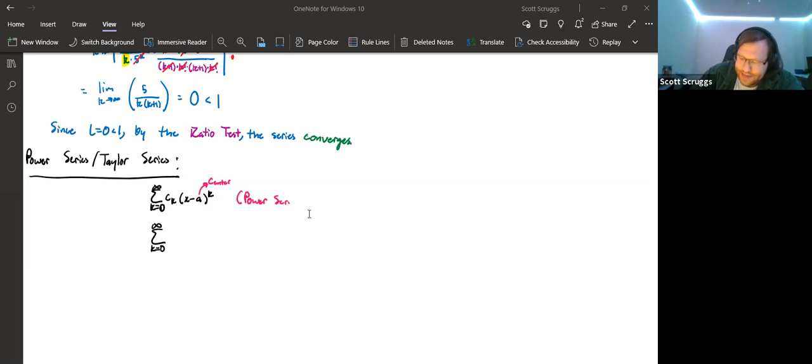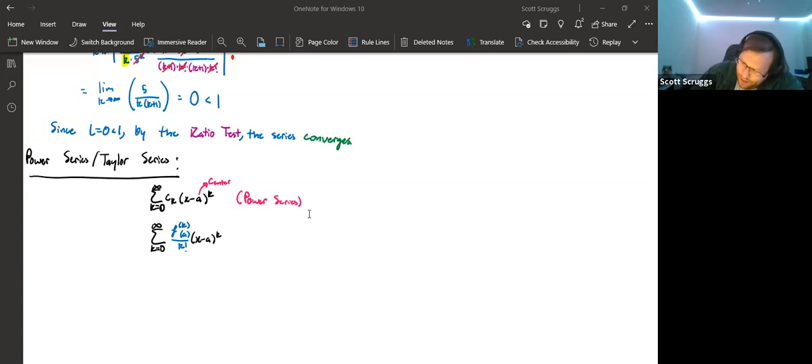For Taylor series, they are power series on their own. The main difference is my c_k comes from what I would do for a Taylor polynomial. And that should be a k under the derivative. There we go.